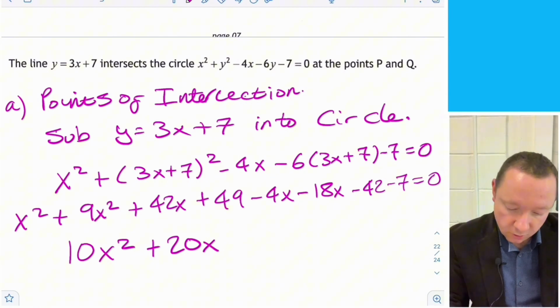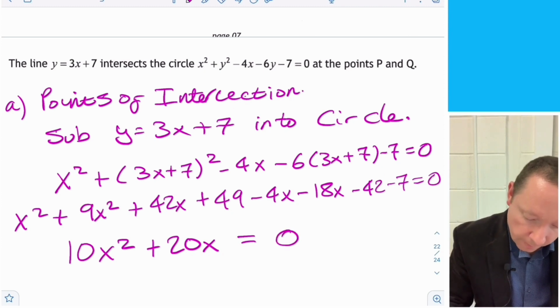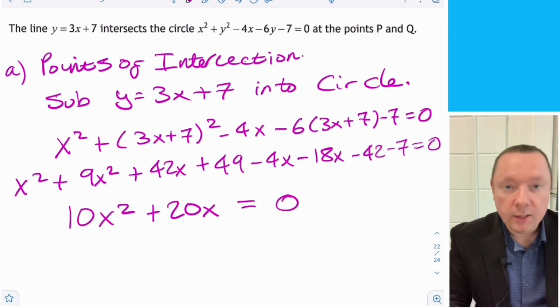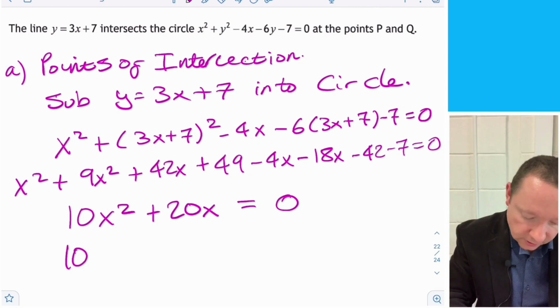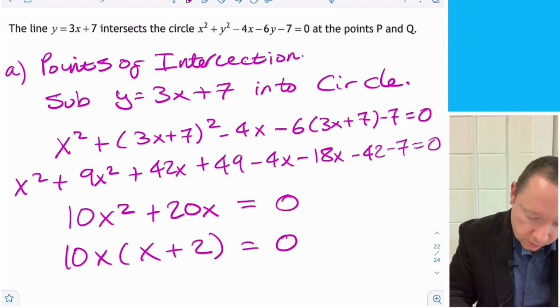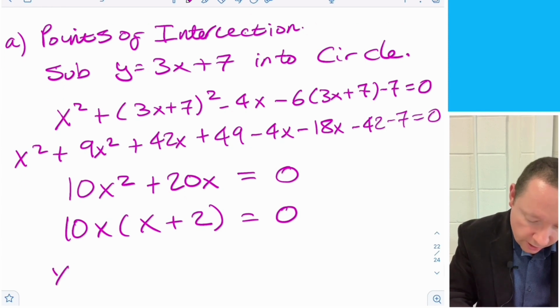So that equals 0. So we can factorise that nice and easy. 10x is a common factor, obviously. x plus 2 equals 0. So that gives me 2 solutions. x equals 0 or x equals minus 2.